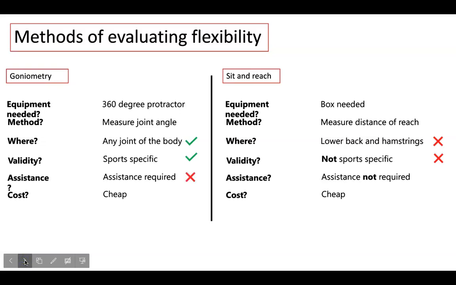Assistance is required for goniometry, which is not an advantage to us at the moment because we need to get another person, which isn't great. You also need to be experienced at delivering goniometry. Sit and reach test, no assistant needed. That is good. That's an advantage for us. And then very finally, they are both cheap, which is good, which is an advantage for us.